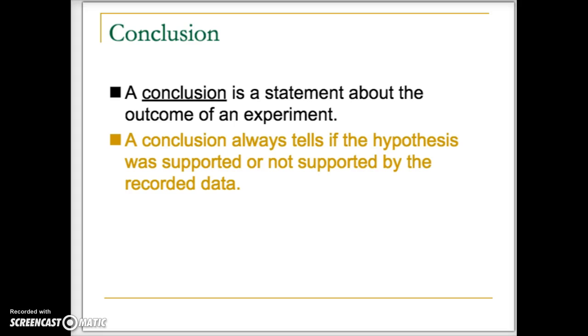conclusion. It's a statement about the outcome of an experiment. A conclusion always tells if the hypothesis was supported or not supported by the recorded data.